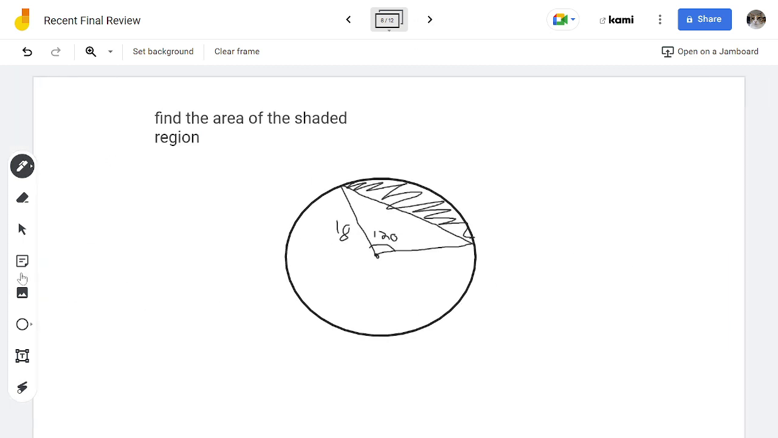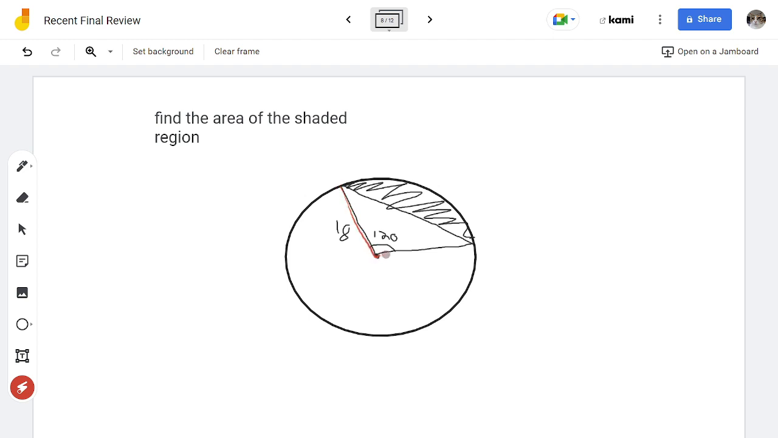Alright, so this is probably another common problem. We have to find the area of the shaded region. And my tip for this problem is to first find the area of this entire part, right, including the triangle. And this is really easy.